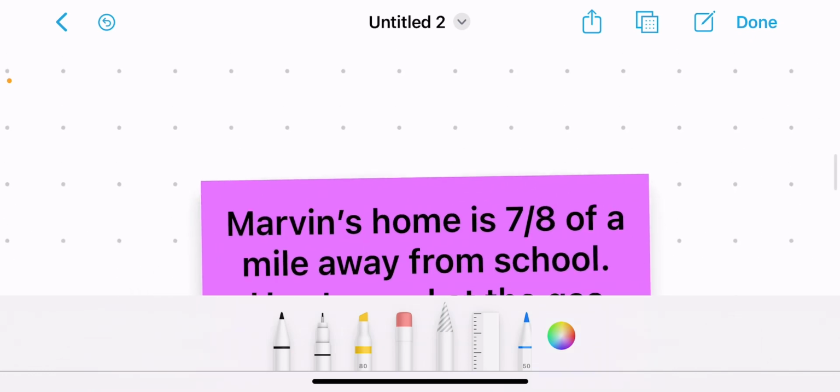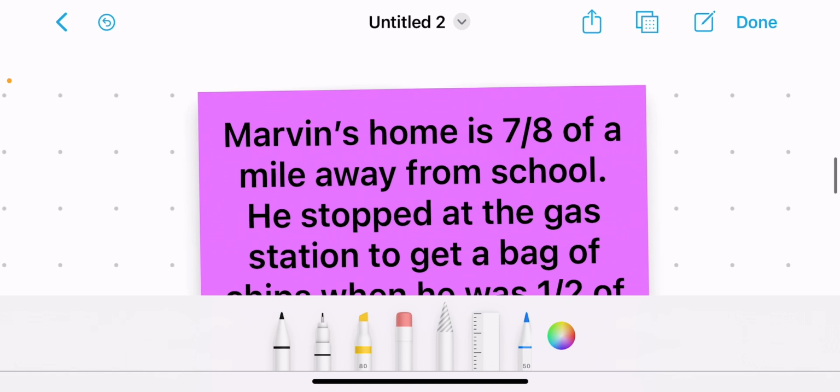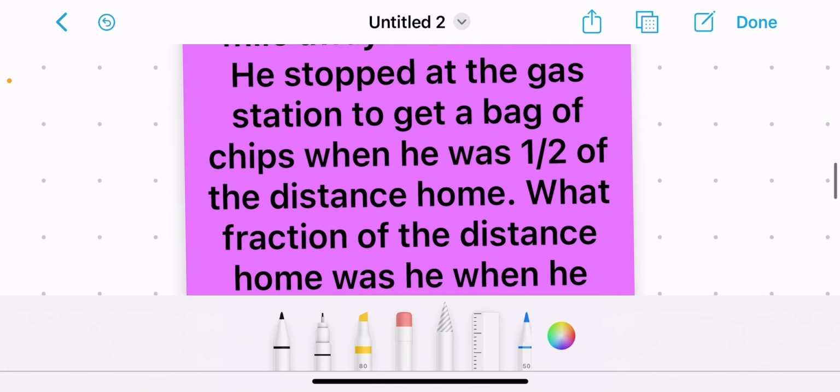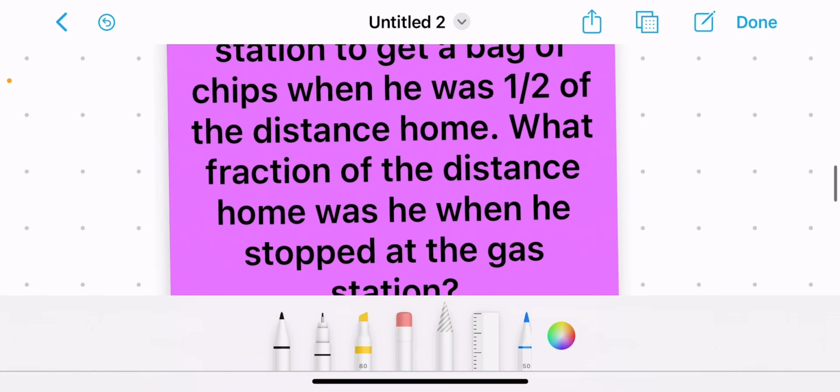The first type of problem you might encounter is a word problem. I'm going to model the mathematician's plan starting from step 1, which is reading the problem. Marvin's home is 7/8 of a mile away from school. He stopped at the gas station to get a bag of chips when he was 1/2 of the distance home. What fraction of the distance home was he when he stopped at the gas station?